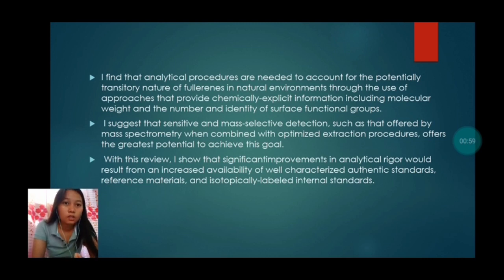With this review, I showed that significant improvements in analytical rigor would result from an increased availability of well-characterized authentic standards, reference materials, and isotopically labeled internal standards. Finally, the benefits of quantitative and validated analytical methods for advancing the knowledge on fullerene occurrence, fate, and behavior are indicated.